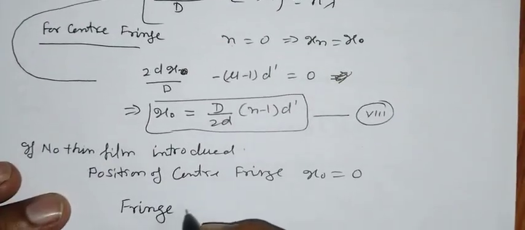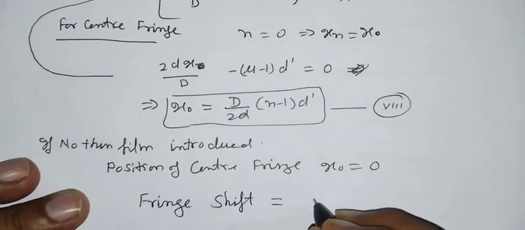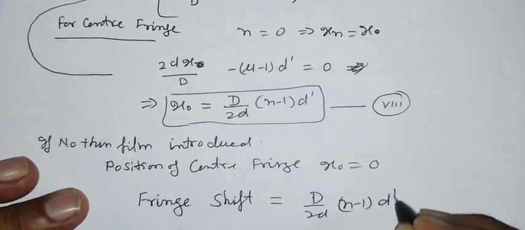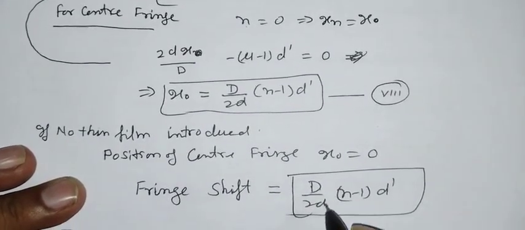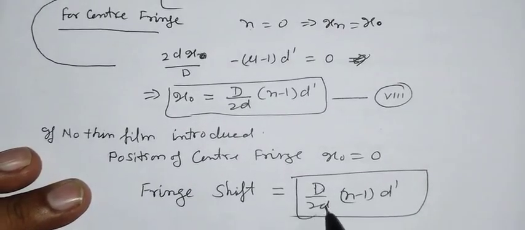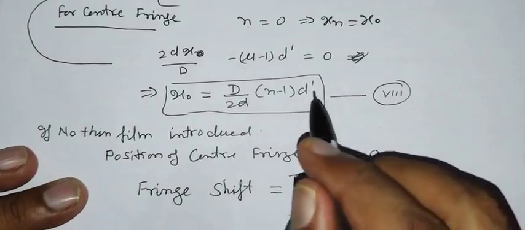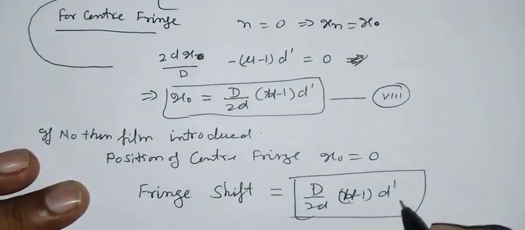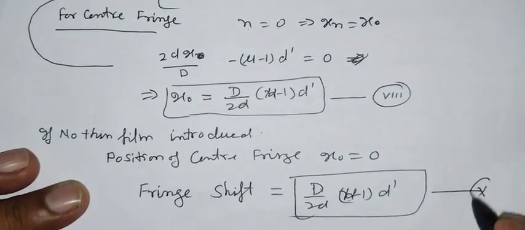Fringe shift is equal to capital D by 2d, (mu minus 1) into d dash, where symbols have their usual meaning. Capital D is the distance between the virtual source and the screen. 2d is the distance between the two virtual sources. Mu is the refractive index and d dash is the thickness of the thin film.